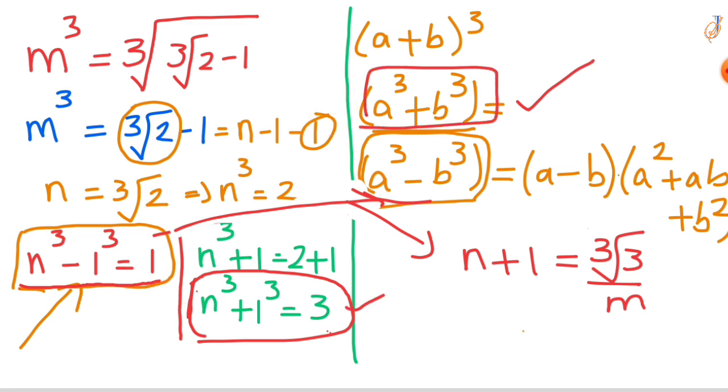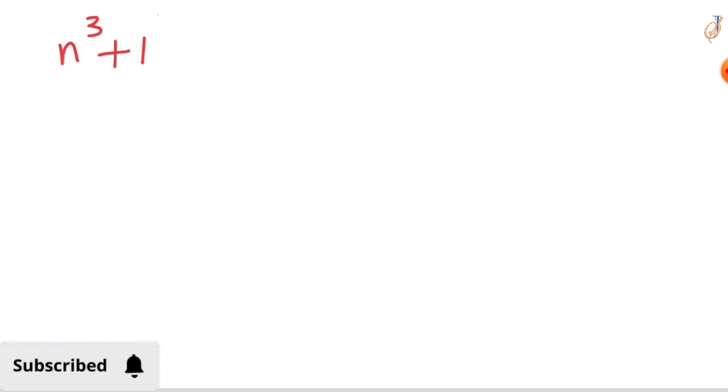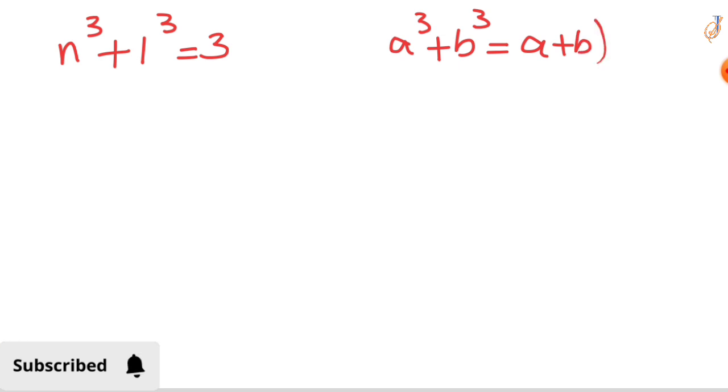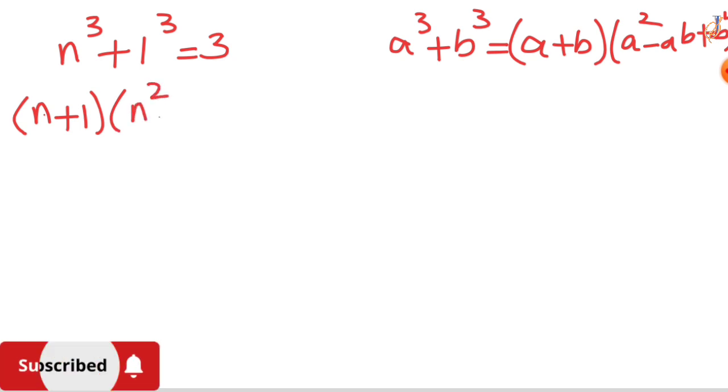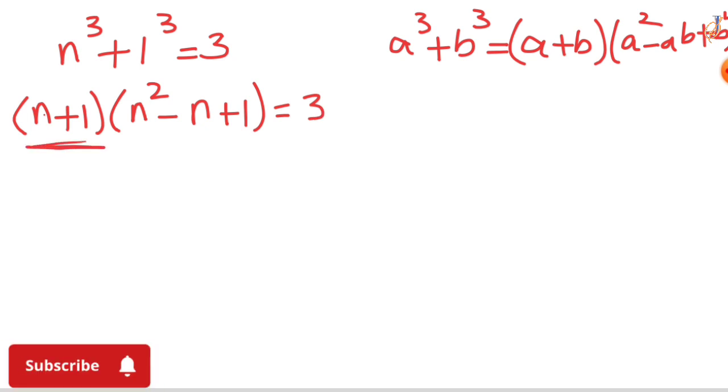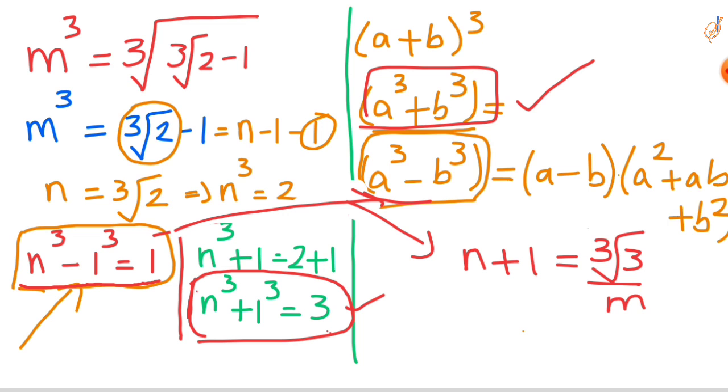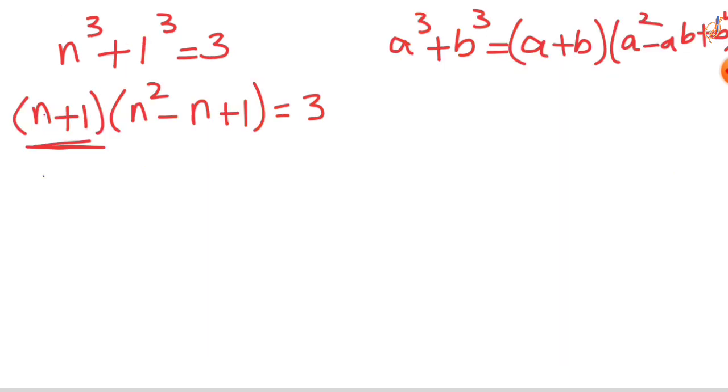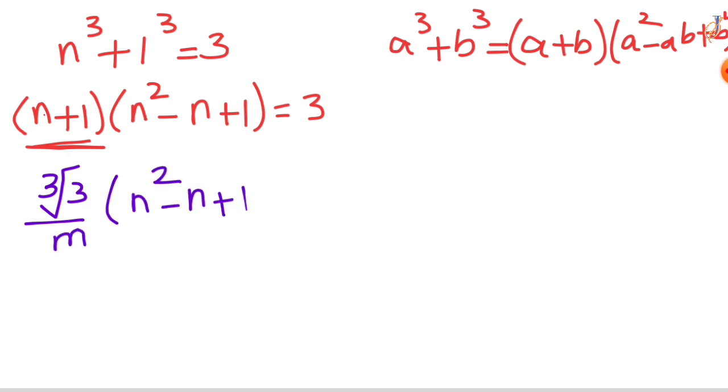Let's take this: n^3 plus 1^3, that is equal to 3. So it is in the form of a^3 plus b^3. What is the formula for a^3 plus b^3? That is (a+b) times (a^2 minus ab plus b^2). Use that formula here. Then we will get (n+1) times (n^2 minus n plus 1), that is equal to 3. Just now we found n+1 value. What is n+1 value? Cube root of 3 upon m. Cube root of 3 upon m times (n^2 minus n plus 1), that is equal to 3.